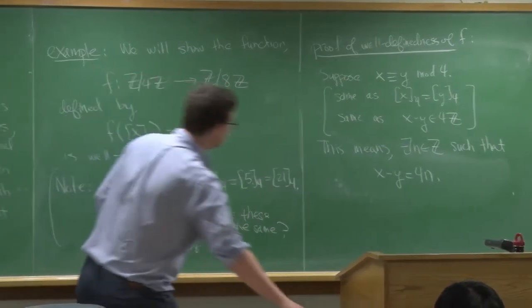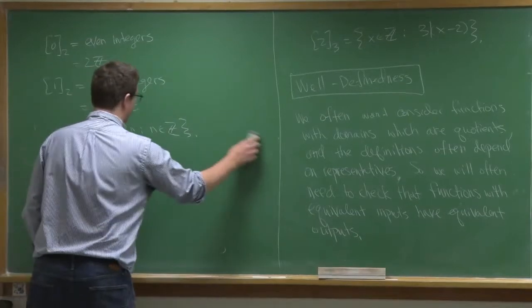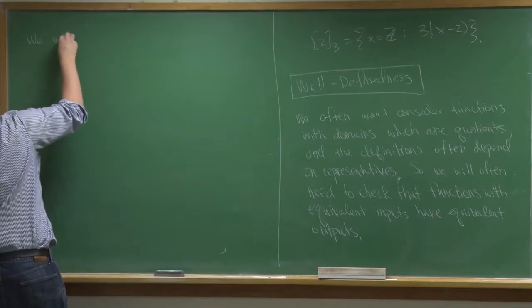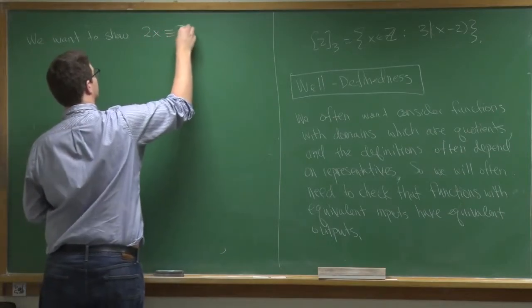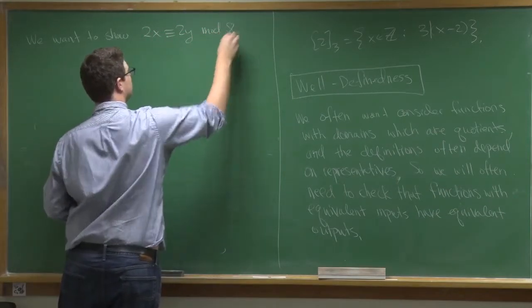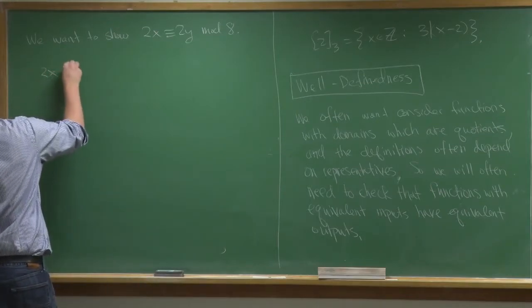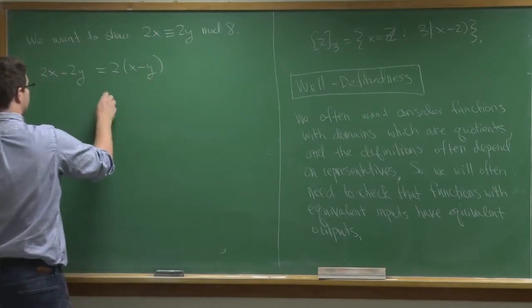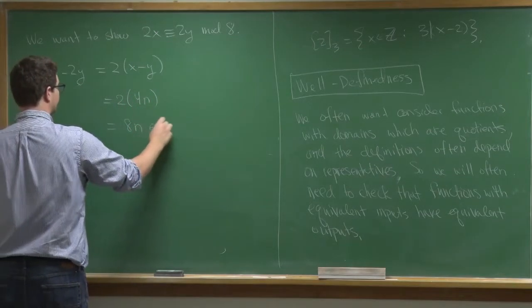All right. And so now what we want to show is that 2x and 2y are equivalent mod 8. So we want to show 2x is congruent to 2y mod 8. Okay, so let's take 2x minus 2y. This is 2 times (x minus y), which is equal to 2 times 4n. And this is equal to 8n, which is an element of 8Z.